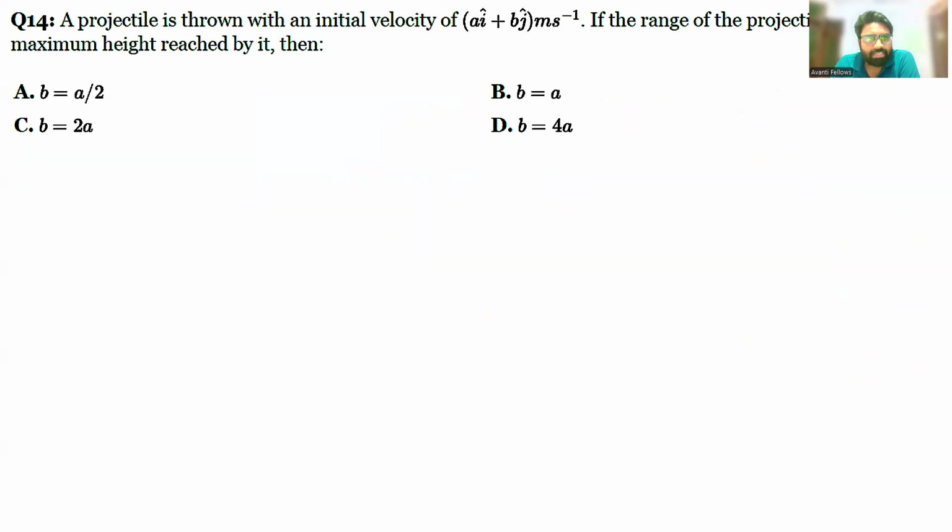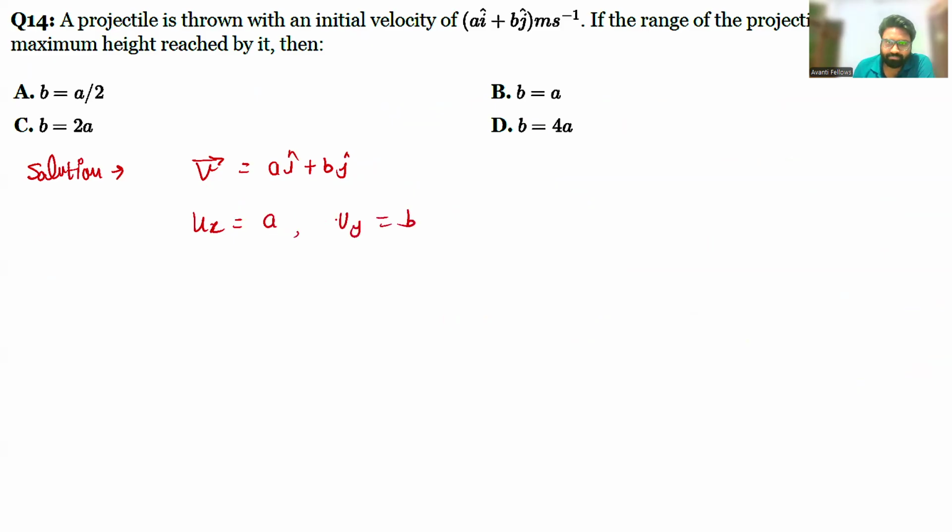Now, a projectile is thrown with an initial velocity of a i cap plus b j cap meter per second. If the range of the projectile is twice the maximum height reached by it, then, since in this question the velocity is given to us in vector form, the velocity vector is a i cap plus b j cap. We can say that the x component of the velocity is a and the y component of the velocity is b.